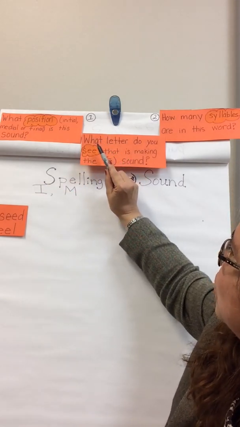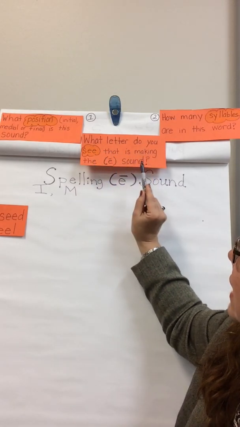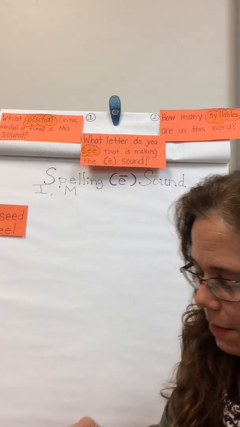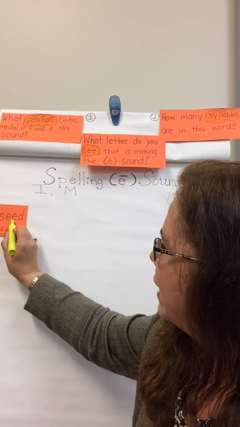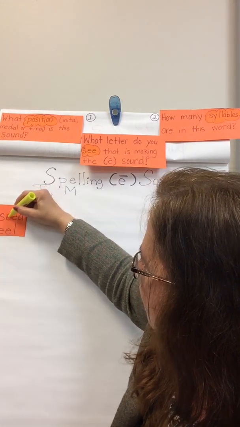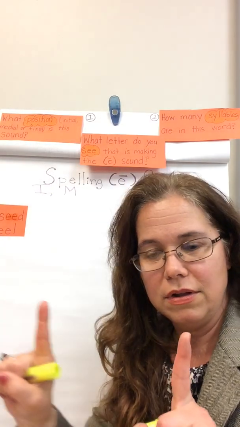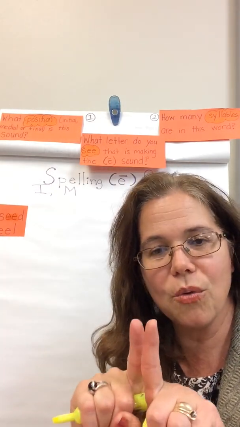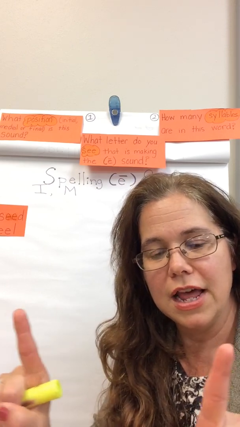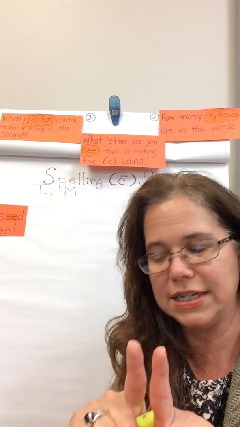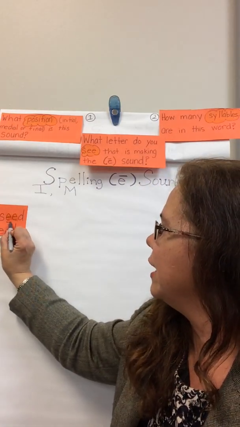Let's look at the second question. What letter do you see that is making the E sound? Well, let's look closely. Let me get my highlighter out. Look at that. Two E's are coming together to make that sound. When two letters come together to make one sound, that's called a digraph. A digraph is two letters that come together to make one sound. And to make sure these letters stick together, I'm going to underline them.